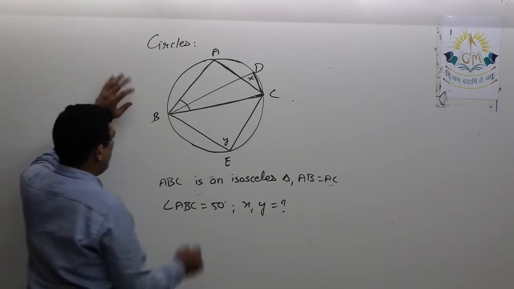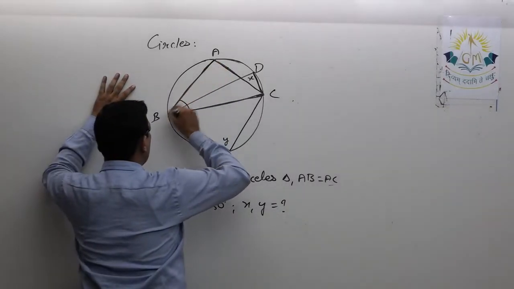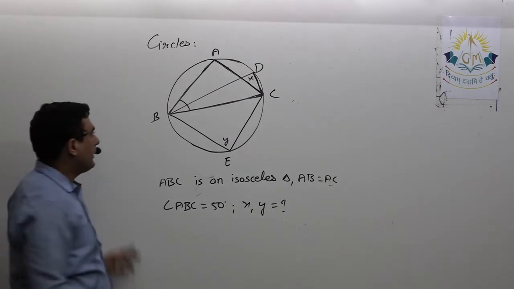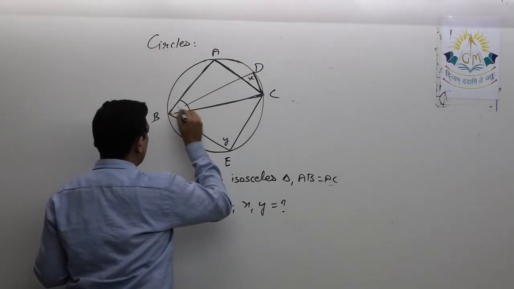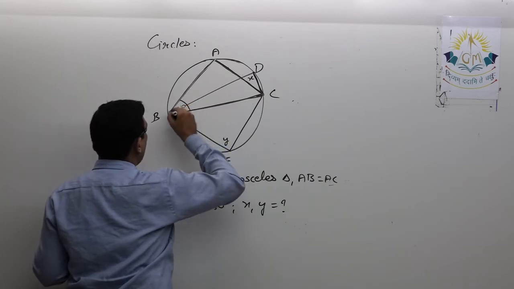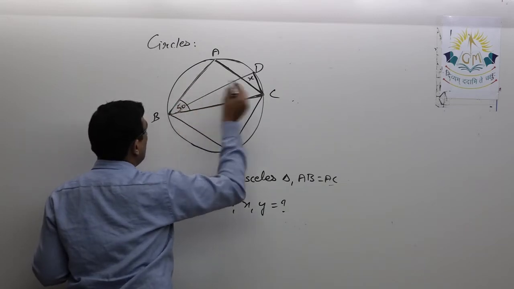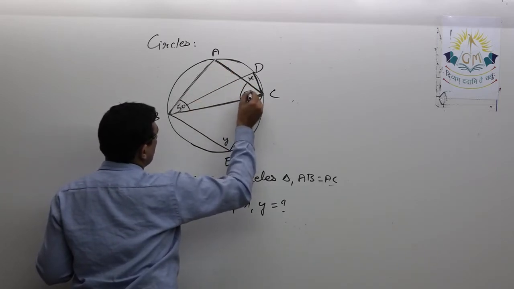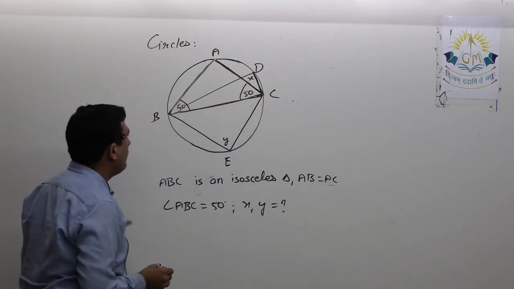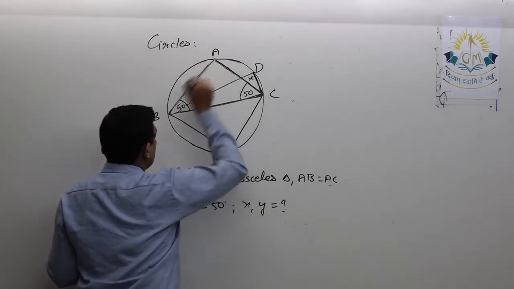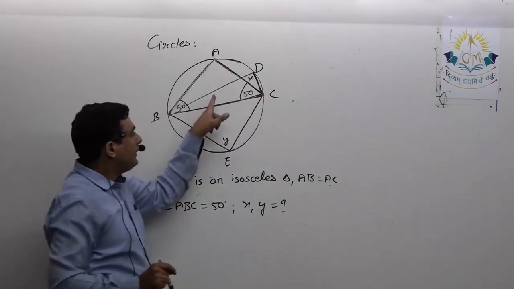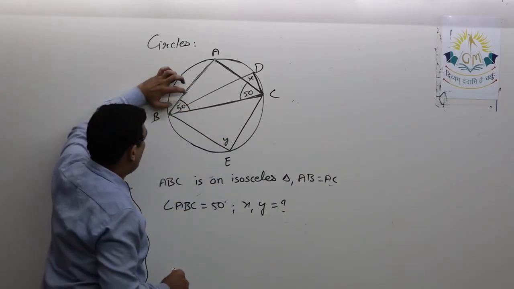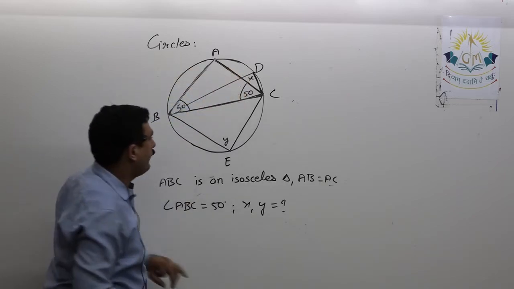First of all, it is given AB is equal to AC. We know in a triangle, if two sides are equal, the opposite angles are equal, and this angle is 50. As this angle is 50 degrees, this angle also will be 50 degrees, being the angle opposite the two equal sides. On that basis, I got this is 50 and this is 50.